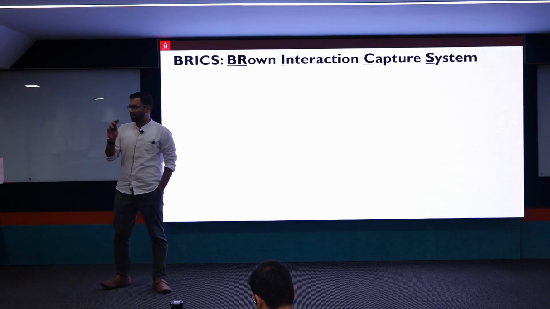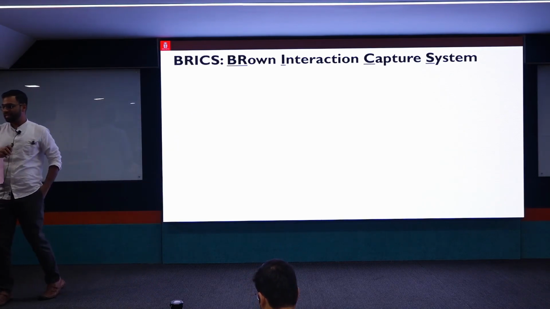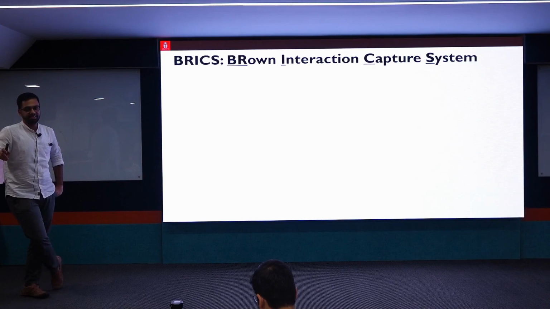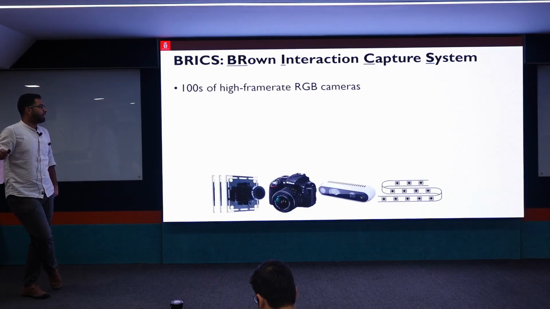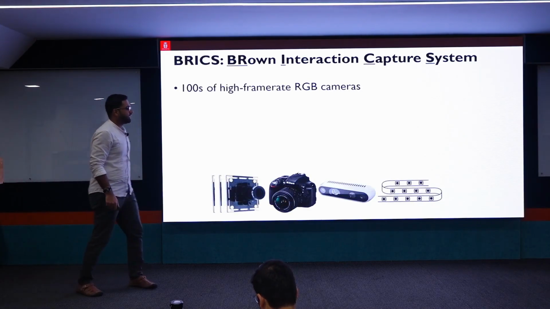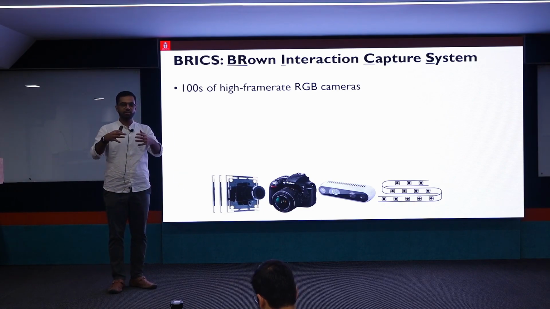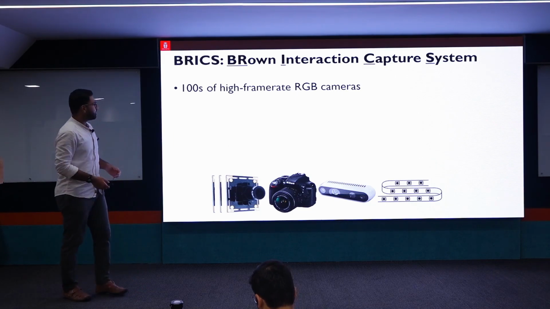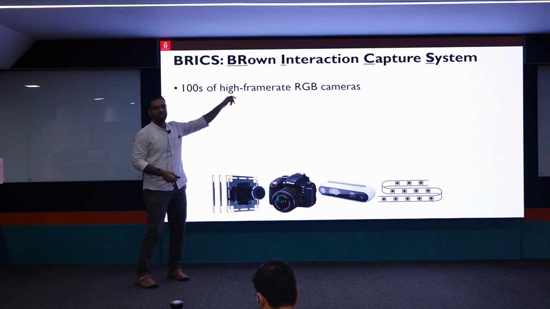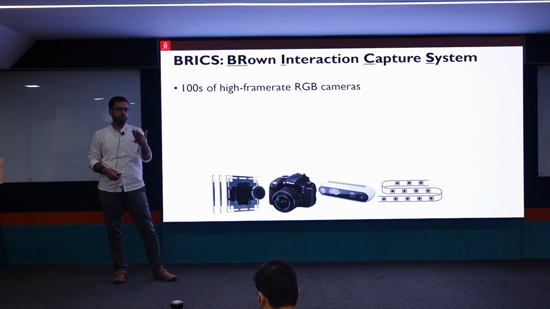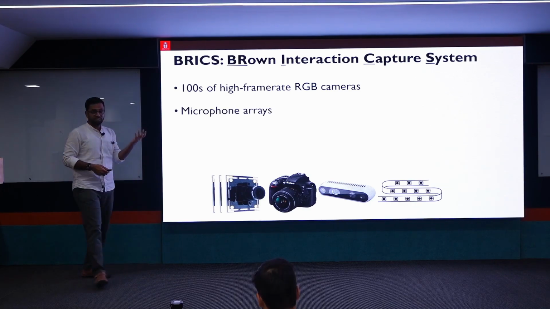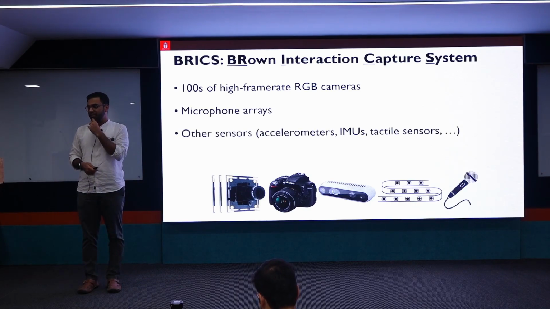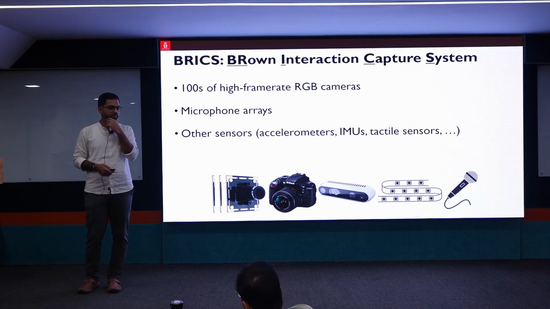Okay, so let's leave those issues aside and talk about how we address this in the BRICS capture system. BRICS really refers to a collection of cameras. When I talk about room scale systems that have hundreds of cameras, or small systems that have 50 cameras, what we're really talking about are hundreds of high frame rate RGB cameras. You can think of these as high quality webcams. That's the best way to think about these cameras. We also have other sensors like microphone arrays. We can also put things like accelerometers, IMUs, and so on and so forth.